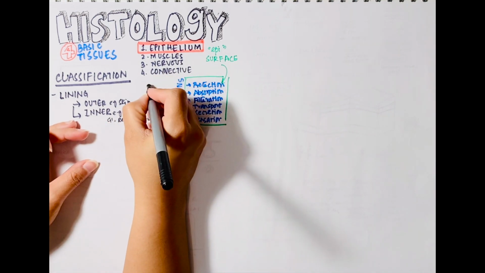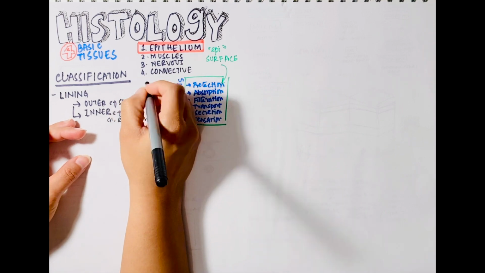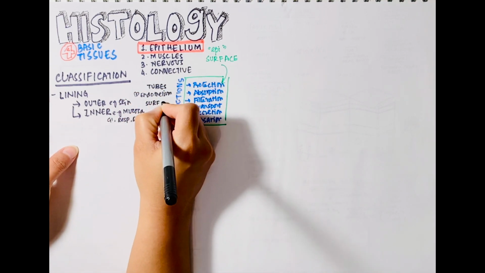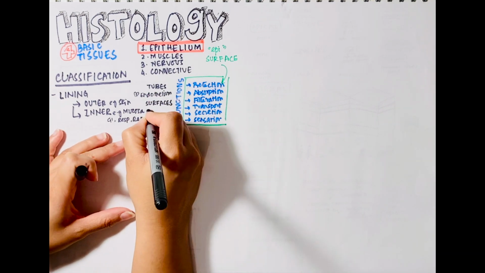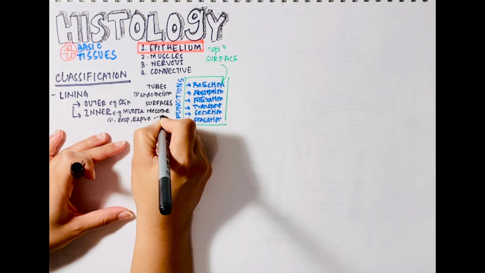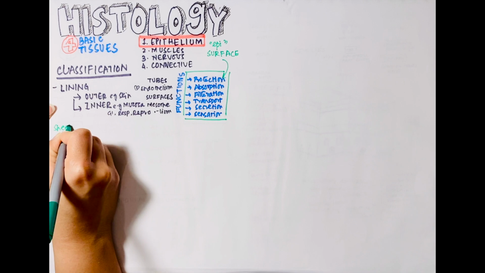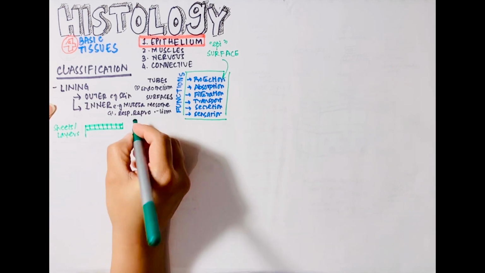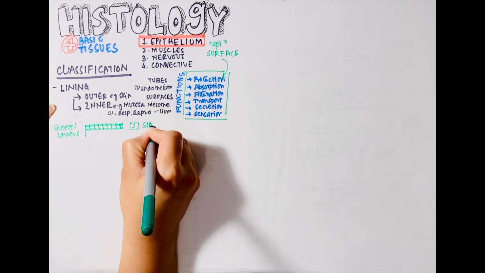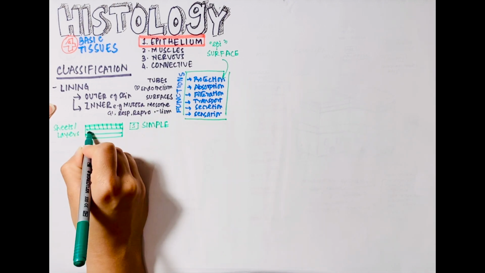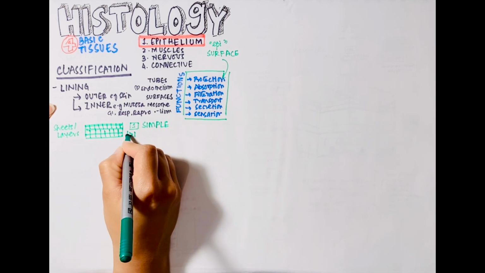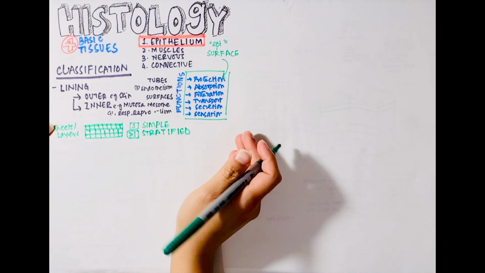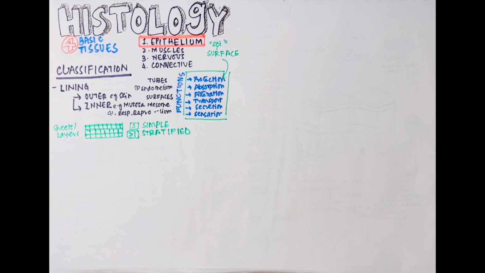Lining of the tubes, such as the cardiovascular system, is called endothelium, and surfaces are lined by mesothelium, which protects the organs from friction. So epithelium is arranged in sheets or layers. If there's a single sheet, it's called simple epithelium. It's 1 cell thick. And if there's more than 1 layer, it's called stratified or compound epithelium.